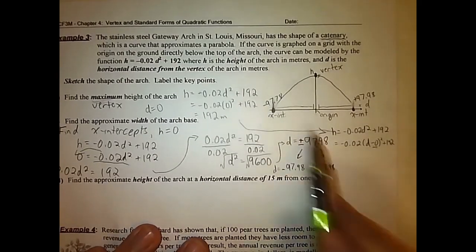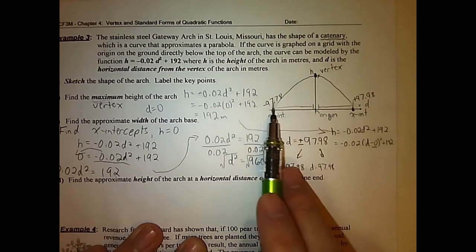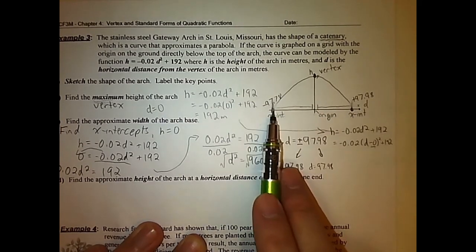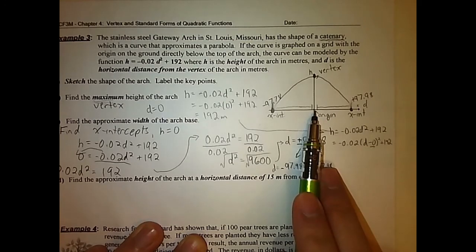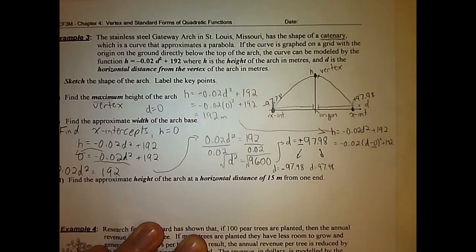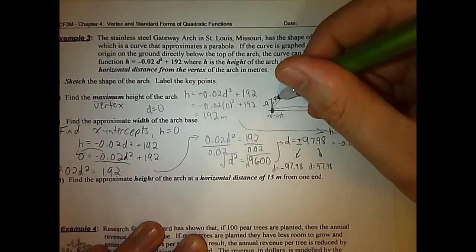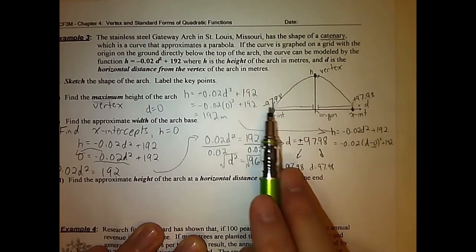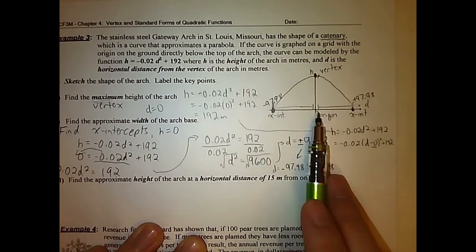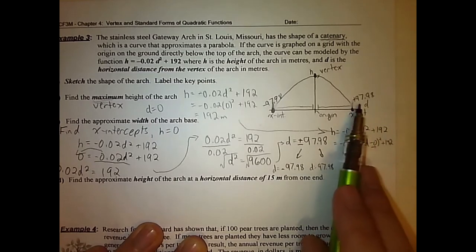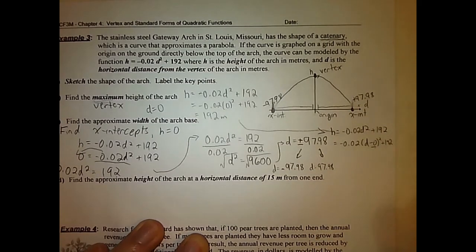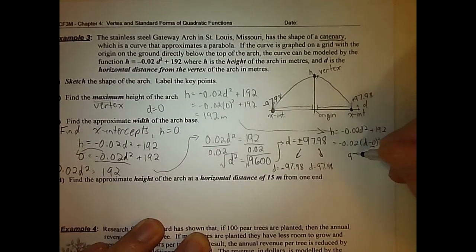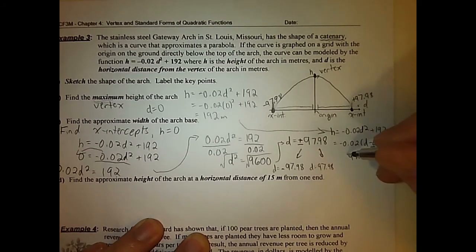So what is the distance between these two? Well, if these are both 97.98, from here to here is 97.98, I apologize. If the distance from here to here is 97.98, and the distance from here to here is 97.98, if I add those together, or I times it by 2, I'll get the distance of the whole width of the curve. So I'm going to times it by 2.